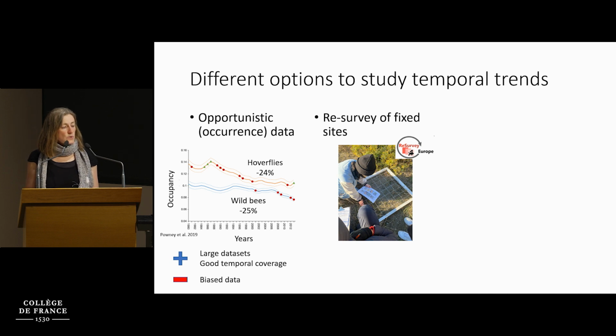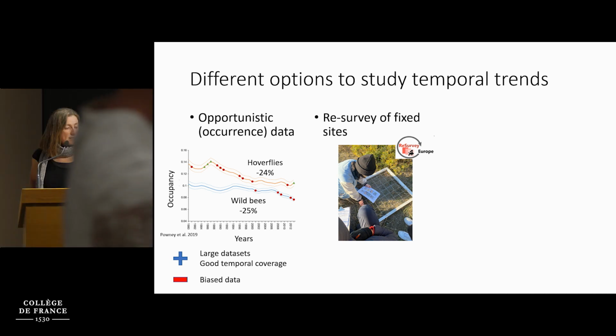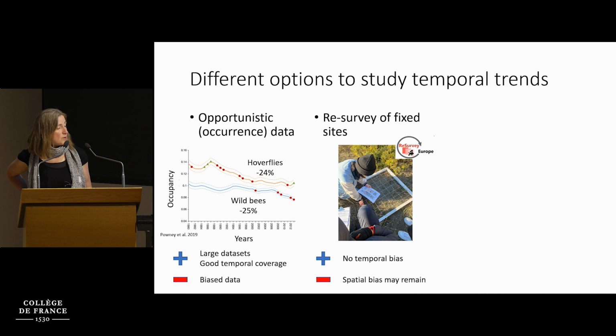Another option is to resurvey fixed plots. This is widely used for plant communities, and with such an approach, the temporal bias is ideally eliminated, but at least partly corrected. However, the spatial bias might remain depending on how the historical sites that are resurveyed were chosen.